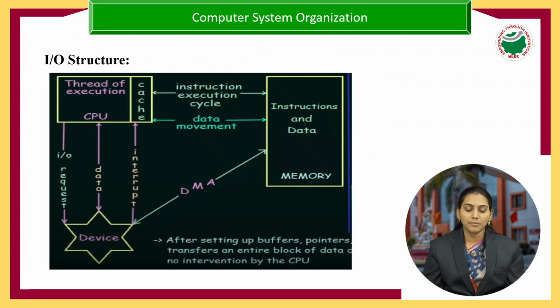See this diagram. Here only a small amount of data is handled by the CPU. If you want to move a large amount of data, then we use DMA, direct memory access. Here there is no intervention between the device and memory. The CPU does not intervene.